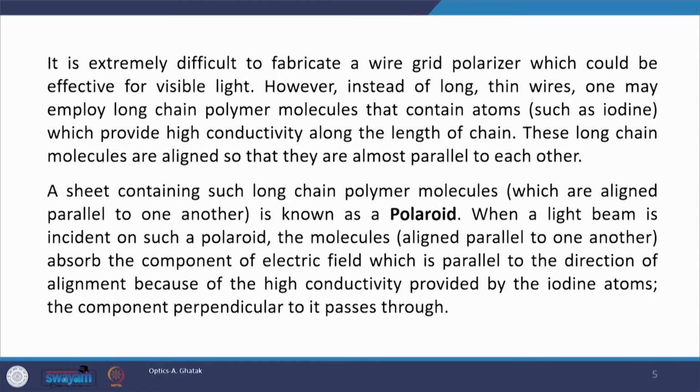A sheet containing such long chain polymer molecules which are aligned parallel to one another is known as polaroid. When light is shined over such a polaroid, the parallel component of the field gets absorbed while the perpendicular component is passed through, it gets transmitted. This is how we get a linearly polarized light out of a polaroid.